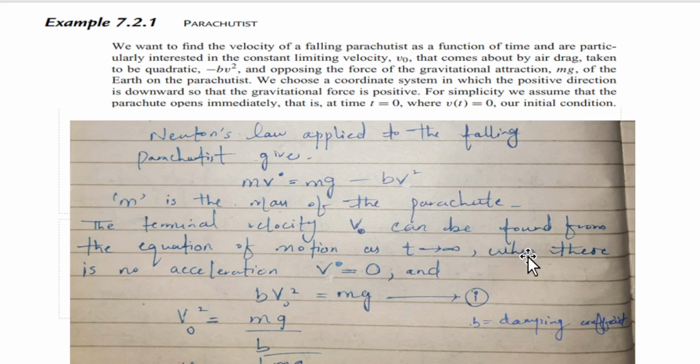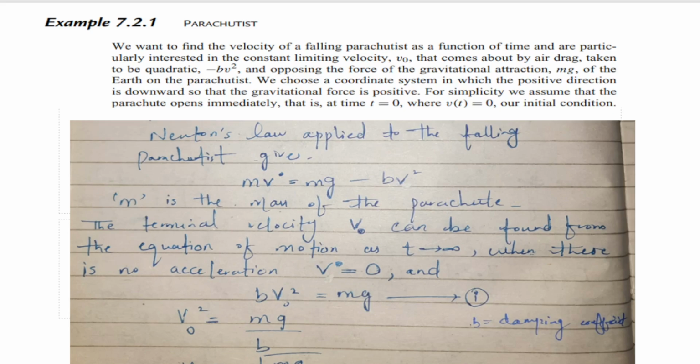The terminal velocity can be found from the equation of motion. As time goes to infinity, there is no acceleration, so the rate of change in velocity is 0. This first order derivative term becomes 0, and we are left with these terms. Now arranging it, we get bv square equals mg.